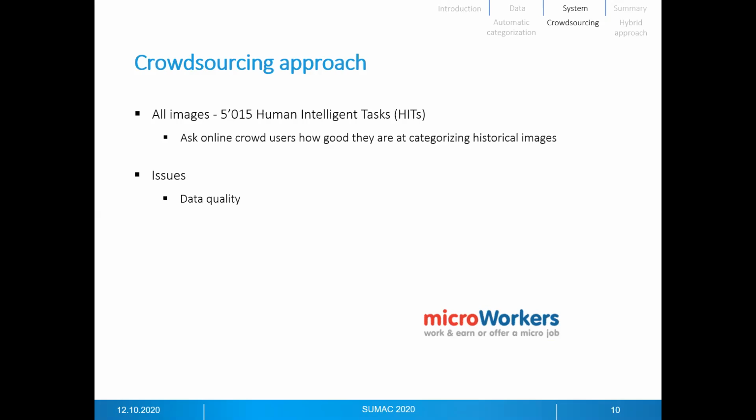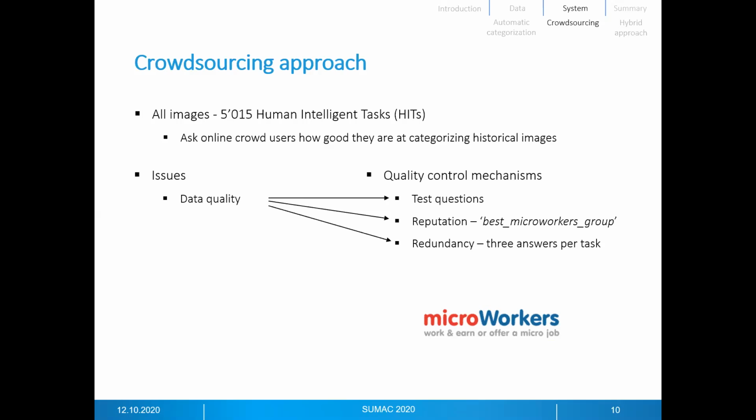One of the main issues in crowdsourcing is the data quality. Therefore, in order to reduce this risk, we considered quality control mechanisms such as test questions, reputation of workers by selecting the highly ranked crowd workers, and redundancy by asking 3 crowd workers to annotate the same task. Redundancy could have a counter effect considering that this is a multi-label classification task. However, we further consider aggregation techniques when selecting the final answer.